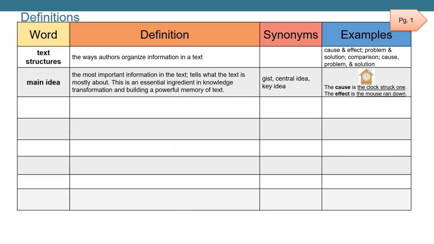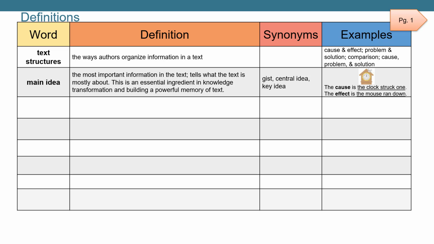Then we have the main idea. The main idea is the most important information in the text. It tells what the text is mostly about. This is an essential ingredient in knowledge transformation and in building a powerful memory of the text. Some synonyms you or your child might hear are the words gist, central idea, or key idea.